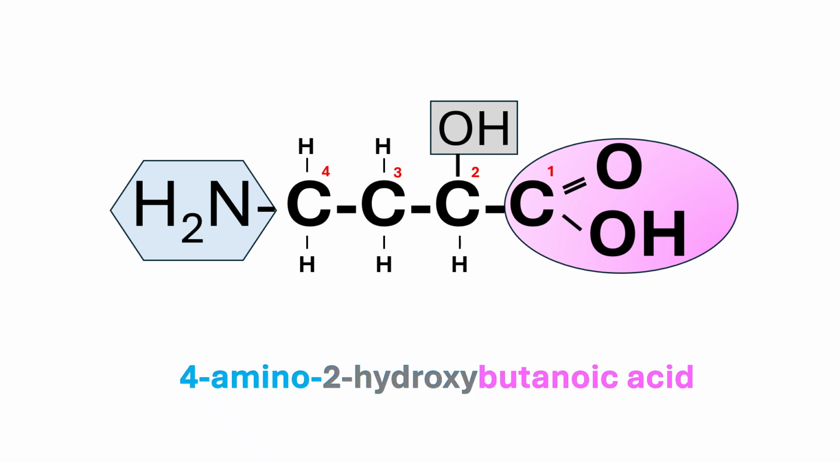2-hydroxybutanoic acid. So it's not reading from left to right. When you have multiple side chains, it's not about prioritizing the numbering of the main chain. It actually comes down to alphabetical order. The amino group starts with A, so that comes before the hydroxy group, for H. Just reiterating, when you have multiple side chains, make sure you look at the alphabetical order.